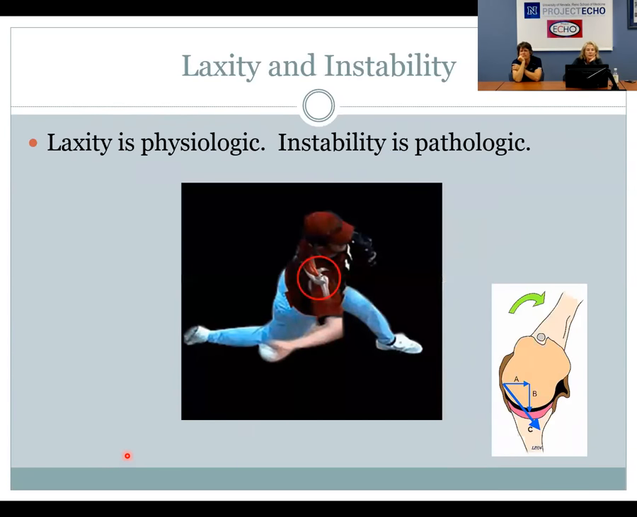In these overhead athletes, we have to remember that laxity is physiologic. For a lot of athletes, especially overhead athletes like baseball players, swimmers, volleyball players, a certain amount of increased laxity as compared with the norm is physiological and is actually advantageous for some of these athletes. But as soon as the pendulum swings and the laxity starts to create instability and tearing and problems, that's when we're in a pathological situation.